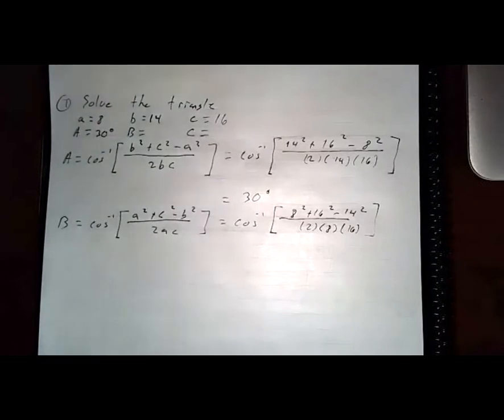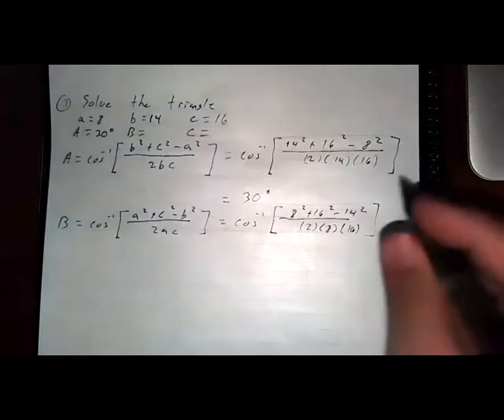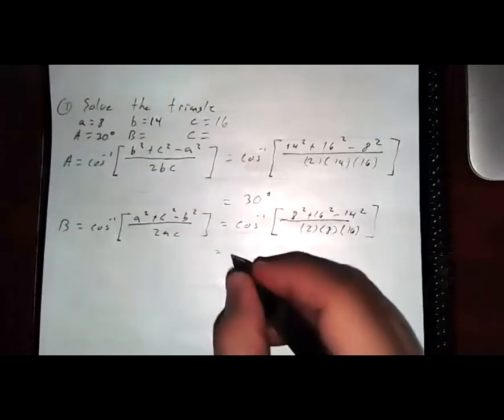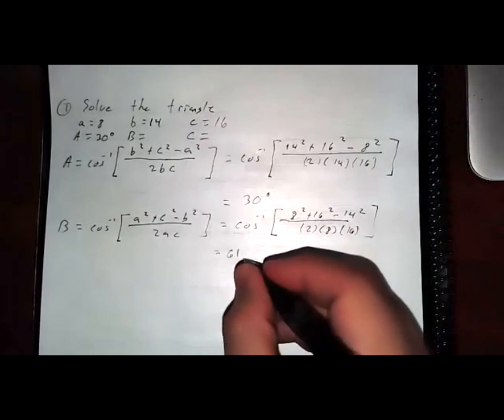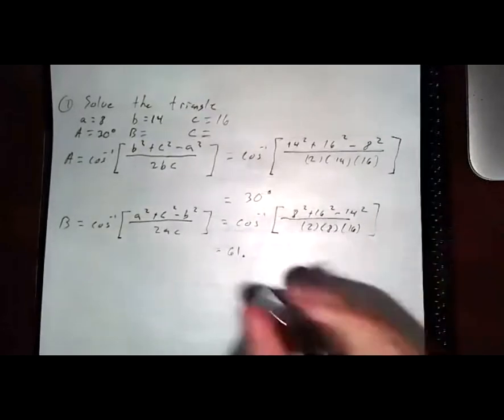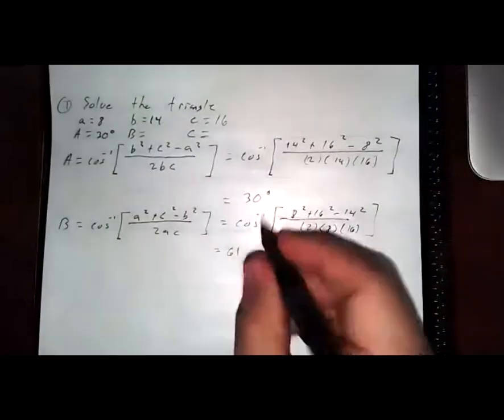Okay. So that gives us what? I forgot. Yeah, we'll say 61 degrees. Round to the nearest degree.